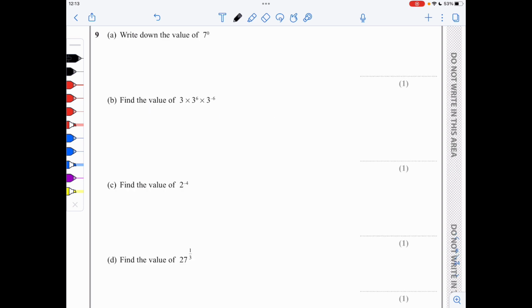In question 9, write down the value of 7 to the power of 0. Now we know that anything to the power of 0 is simply 1. Then 3 times 3 to the 6 times 3 to the minus 6. When we multiply with a common base, we add the indices. And so this will be 3 to the 1 plus 6 plus negative 6, which is 3 to the 1, which is just 3.